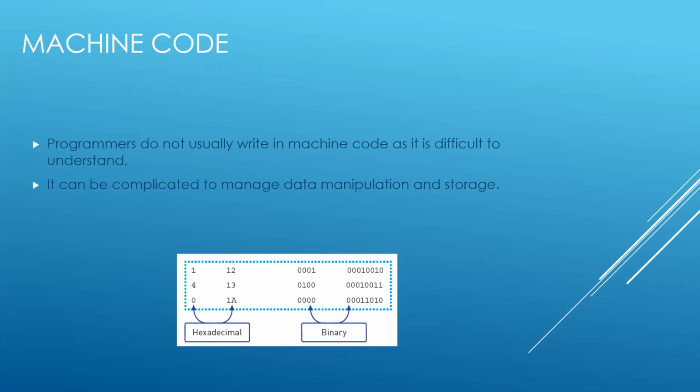It can be complicated to manage data manipulation and storage. Now, it was very difficult. That's what I told you. People who were designing programs in machine code had to be extra cautious because even a mistake of a 0 or a 1 was a disaster. So they had to be very, very cautious whenever they were writing down the program using machine code.